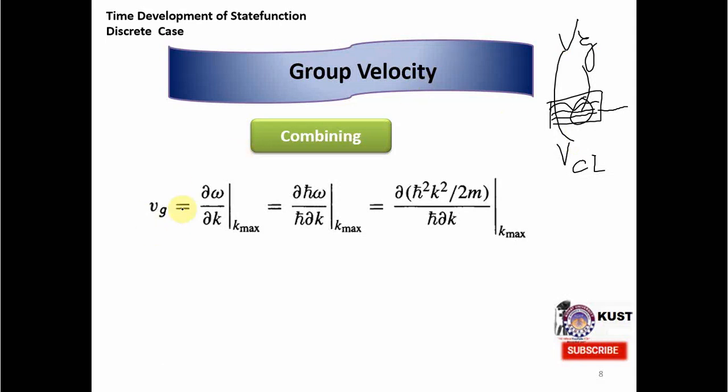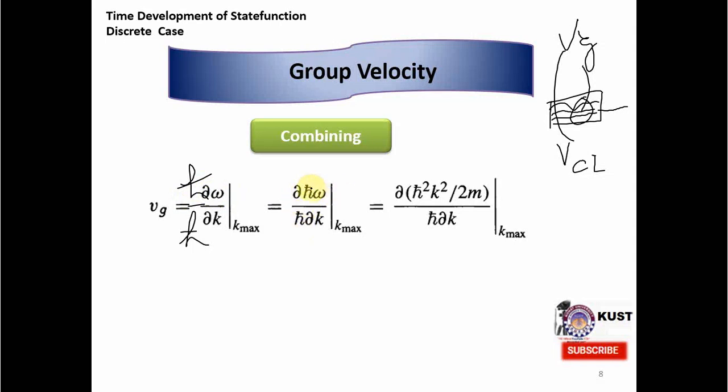So Vg is del omega by del k, but we can multiply with h bar up there and down there, because it's a constant. So we can write del h bar omega by del k, all divided by h bar. So what you are doing is multiplying and dividing by h bar, essentially not changing anything. This h bar can go inside the derivative because it's constant, so it will not change anything, and down there we keep it outside.